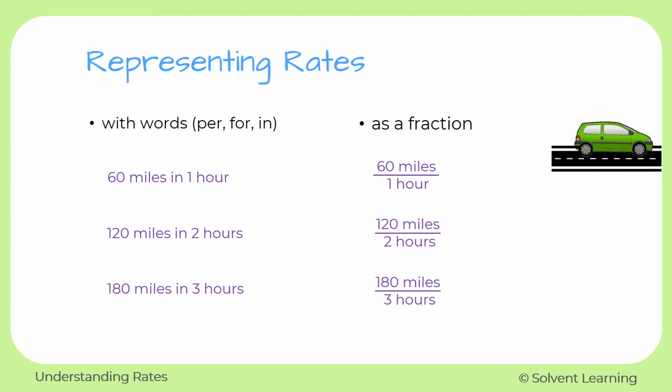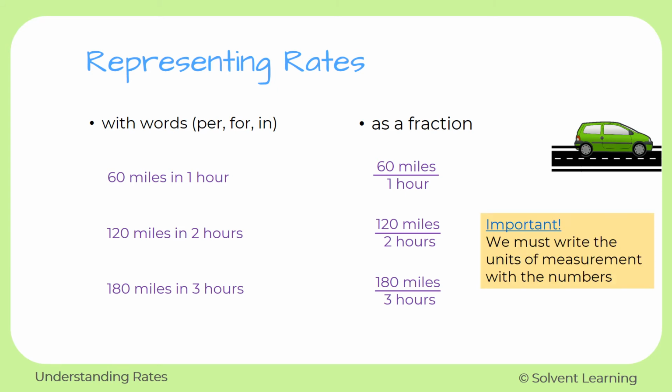So we could write it as 60 miles over 1 hour, 120 miles over 2 hours, and 180 miles over 3 hours. And notice that when we write it with words or as a fraction, we keep the units with the numbers, and that's very important. With rates, we always have to keep the unit of measurement with the numbers.